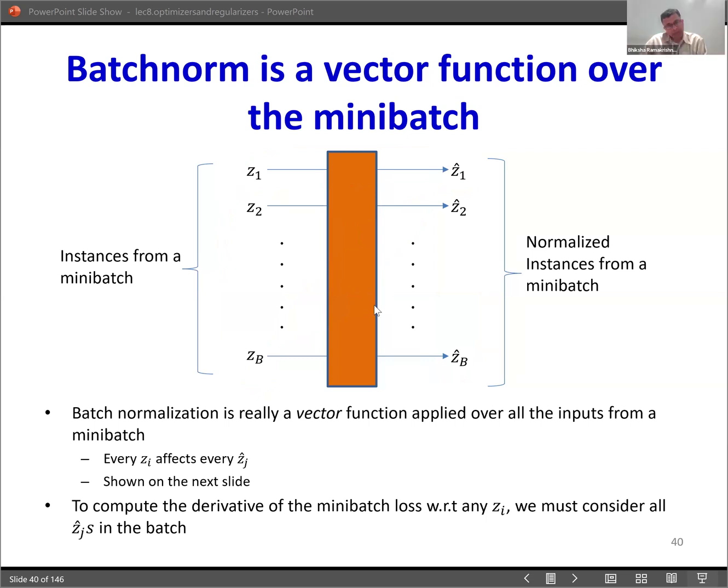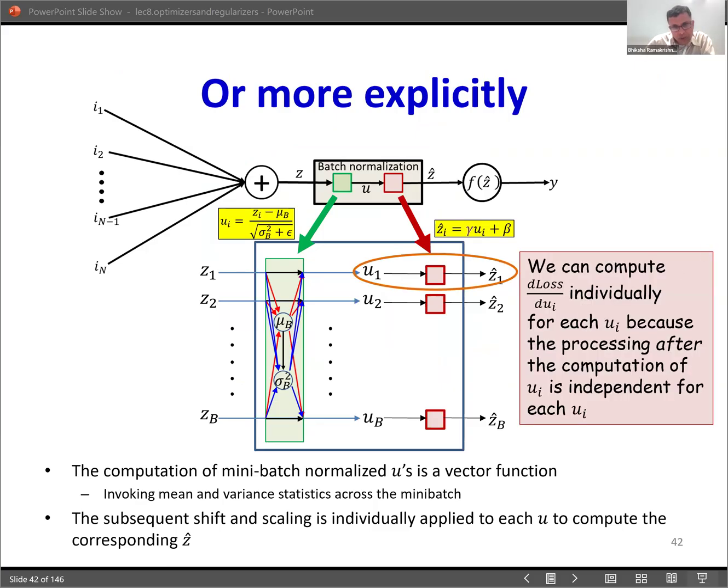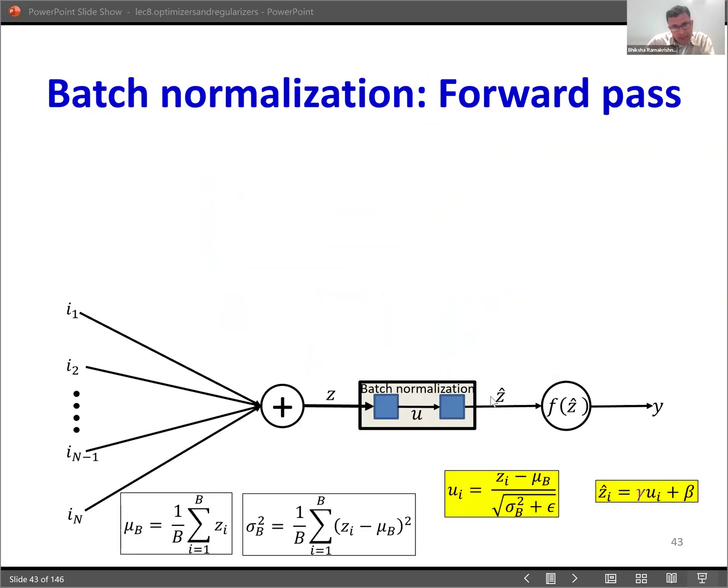Okay. So let's see how this works. But first, let's see how we can compute the derivatives until here. Once the instances are normalized, all processing is local, which means that I can compute the derivatives of the loss with respect to the u's individually for each instance. And that is fine. Let's see how we do that. So here's what we had. This Z hat was gamma u plus beta, right?